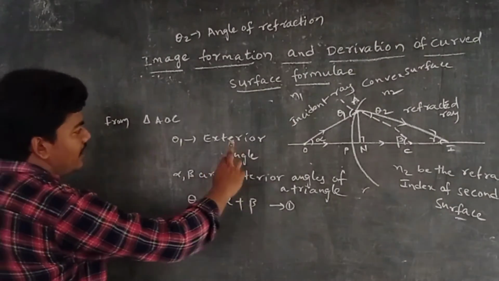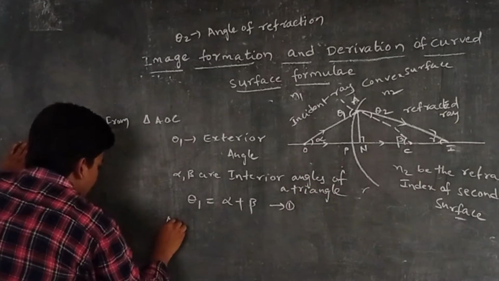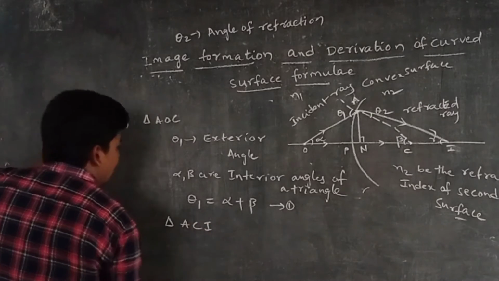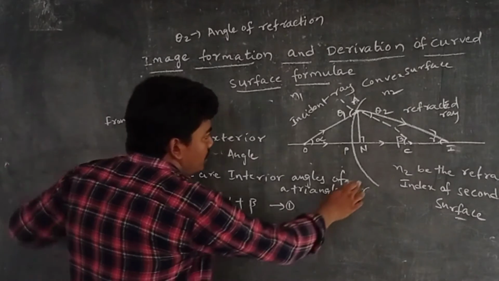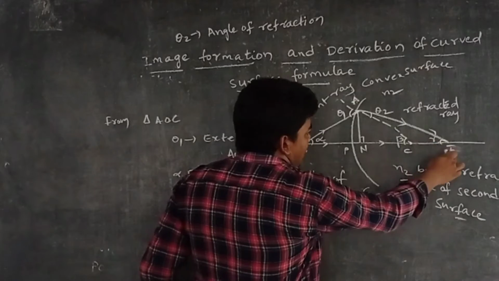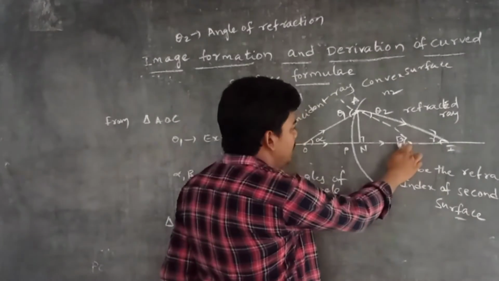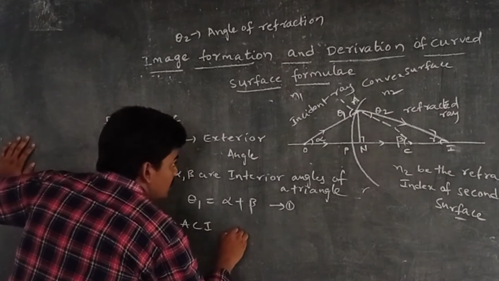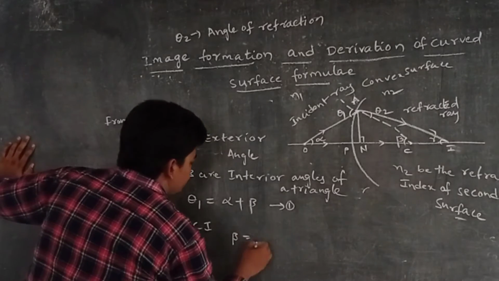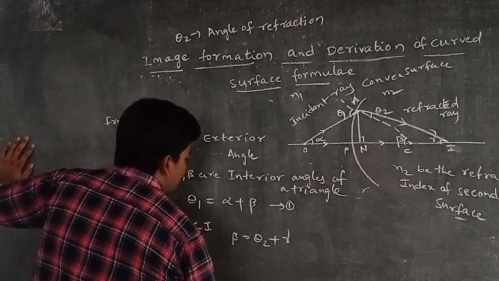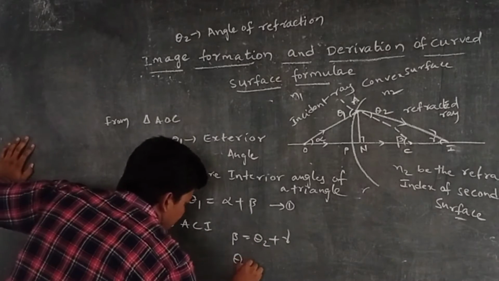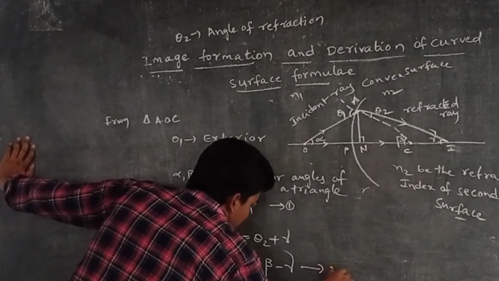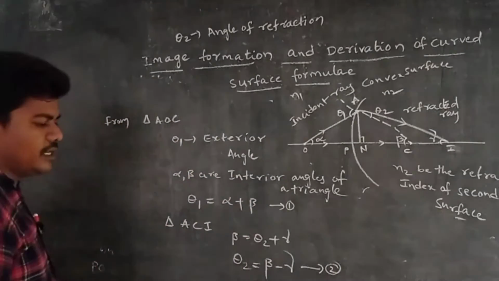Next, we have to take another triangle. From triangle ACI, see here, beta is the exterior angle of this triangle. According to this, beta is equal to theta 2 plus gamma. From this we reduce theta 2 is equal to beta minus gamma. This is equation number 2.